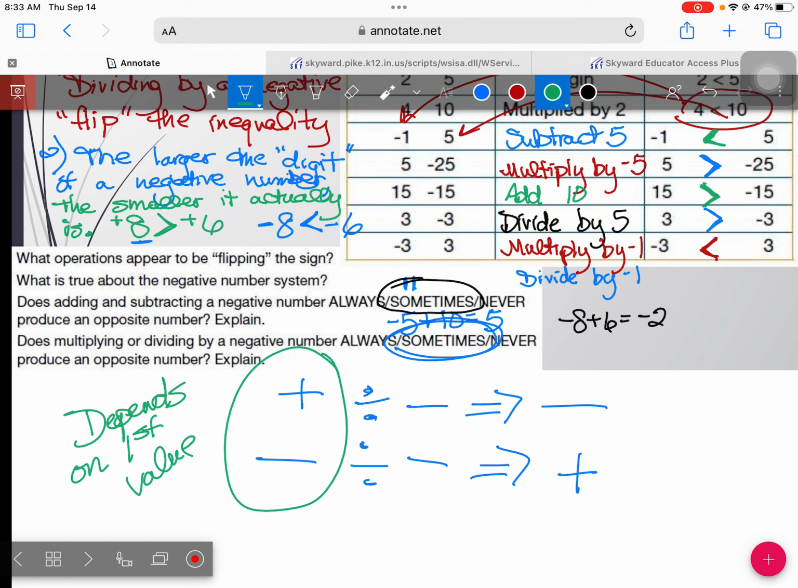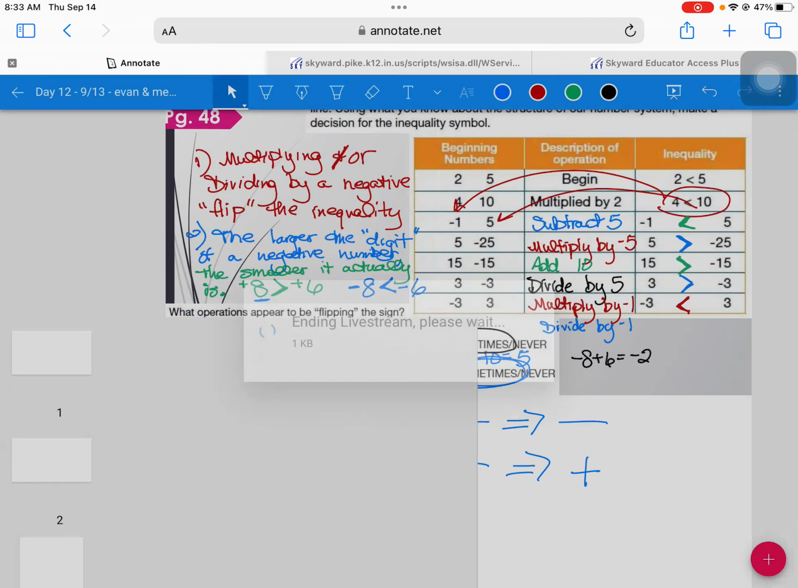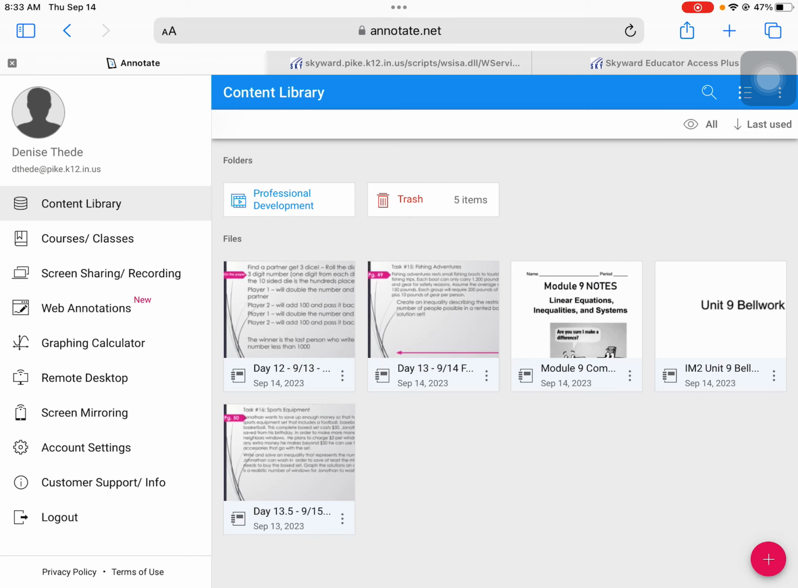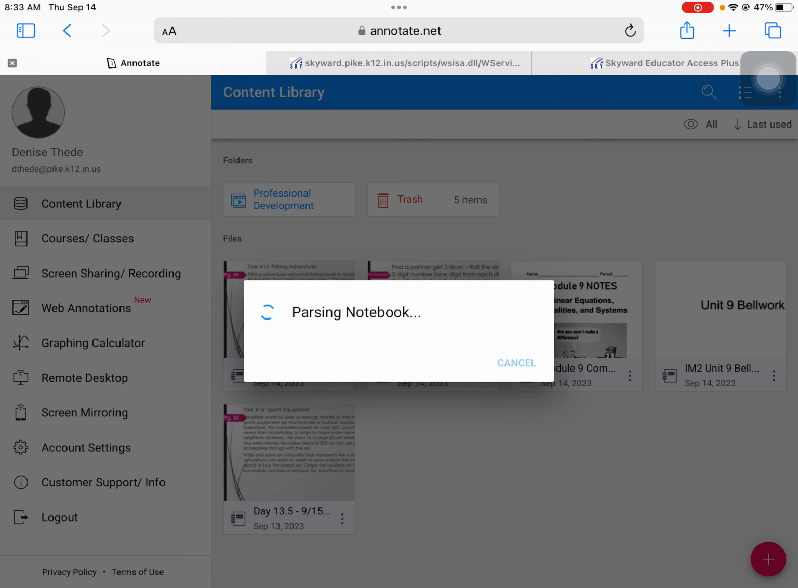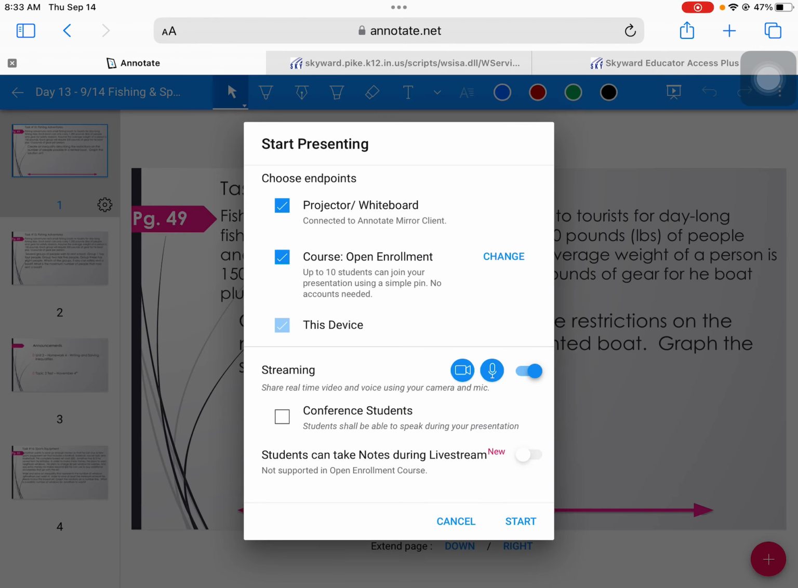Any questions about that? All right. And I am recording this in case you were not totally getting it. All right, let's go to the next page. The next page over. We're going to go on a fishing trip, guys.